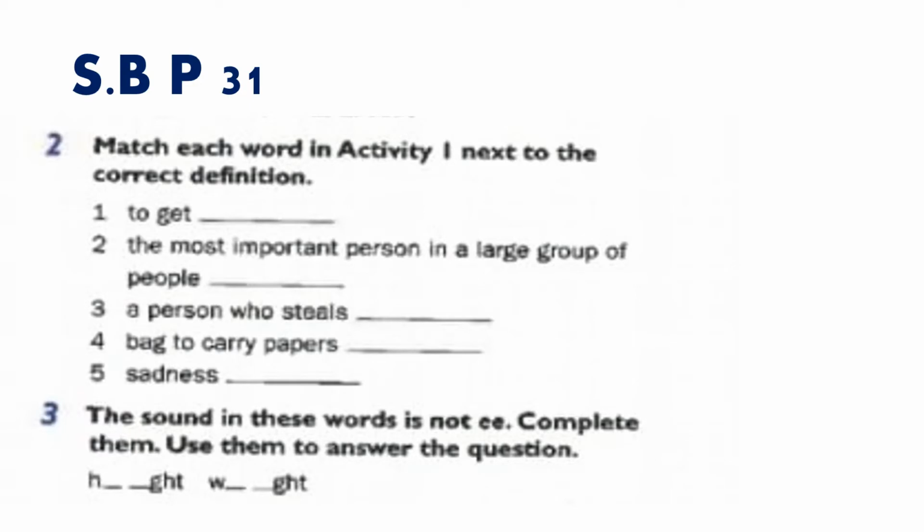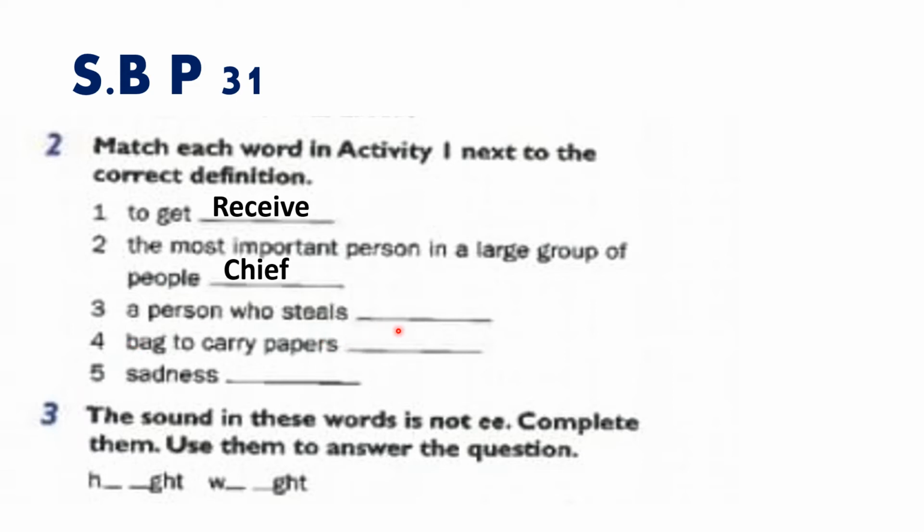Question number 2, match each word in activity 1 next to the correct definition. So these are definitions. We want to match the correct definition with the correct word in activity number 1. Number 1, to get. To get means receive, excellent. The most important person in a large group of people, excellent, this is chief.